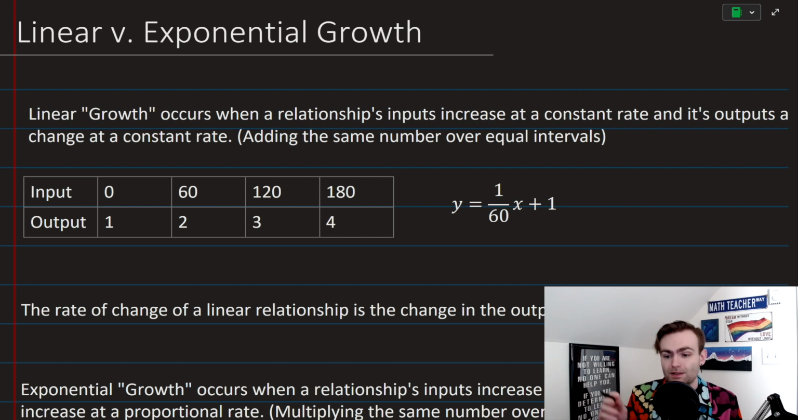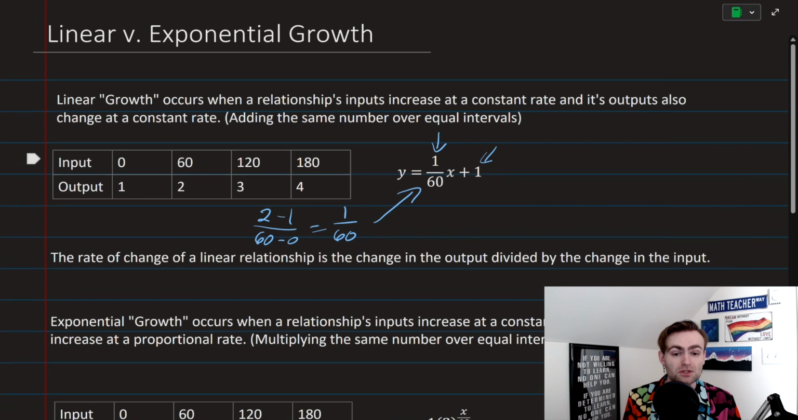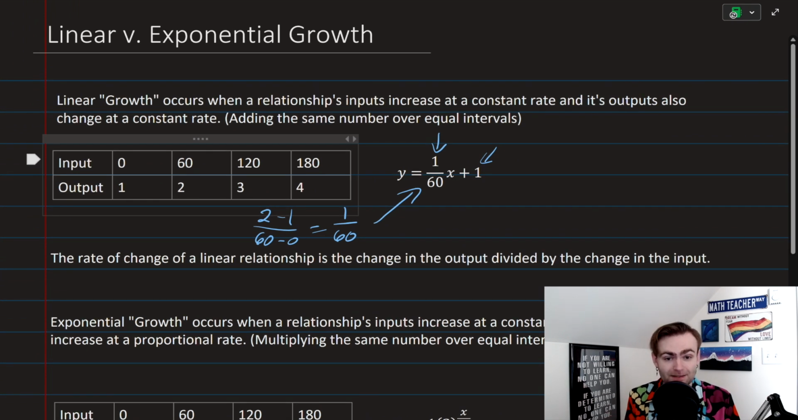The slope, the rate of change, would be the change in the output, which is the 1 to 2, over the input, which is 0 to 60. So that is how we get 2 minus 1 over 60 minus 0, which gives us that 1 over 60 that we see here in this linear equation. The rate of change is the 1 over 60, and the initial value is 0. So again, we can find that rate of change in a linear relationship by dividing the change in the output over the change of the input.